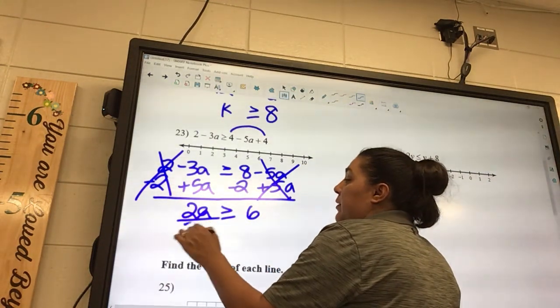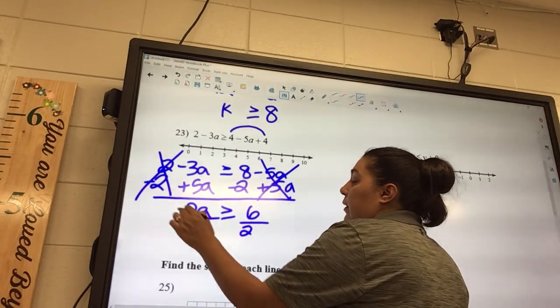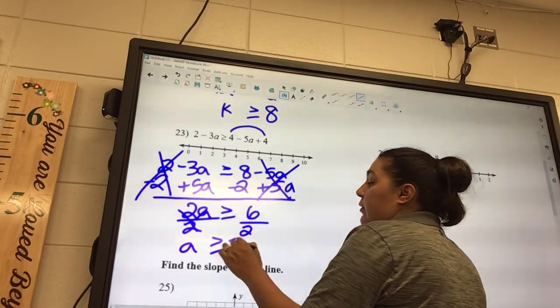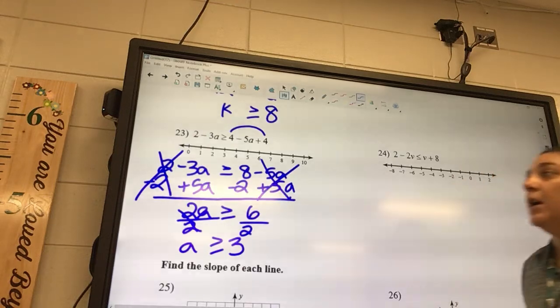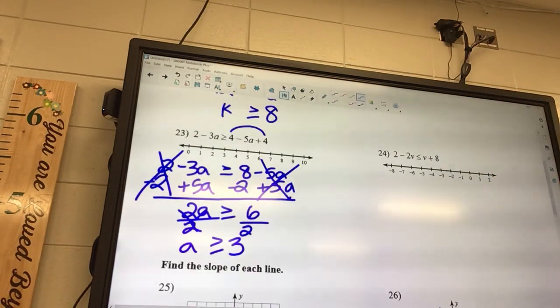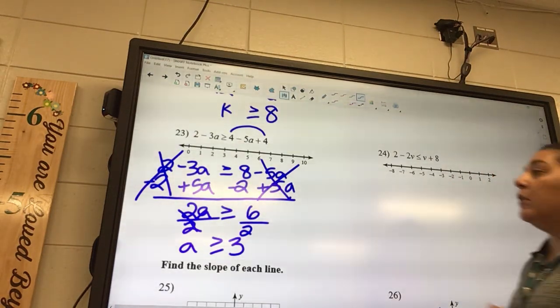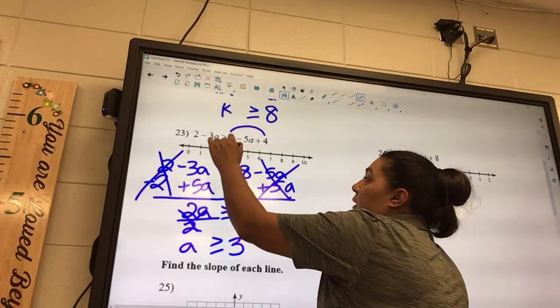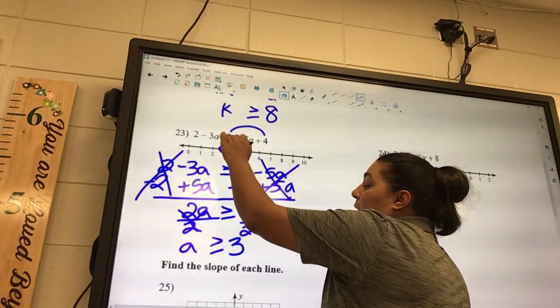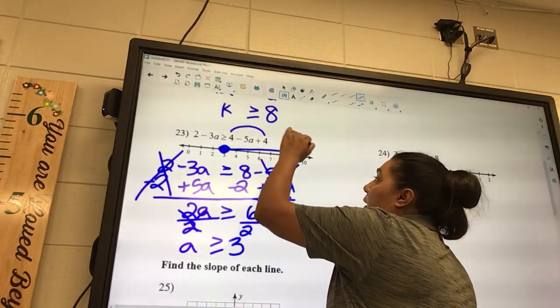And our last step is always to divide. Okay, so we're going to get 3. On the 3, is that open or closed? Closed. Going to the left or right? To the right.